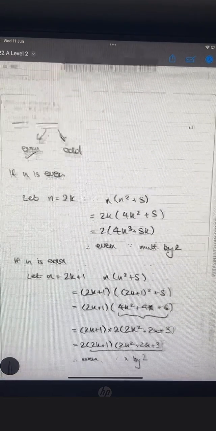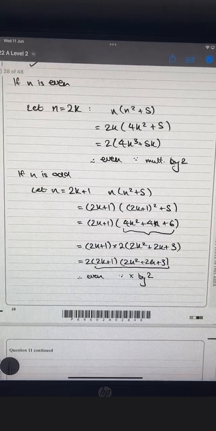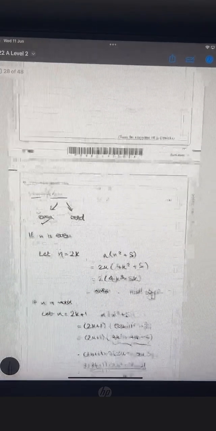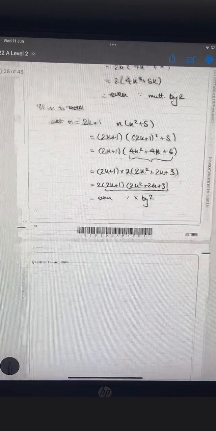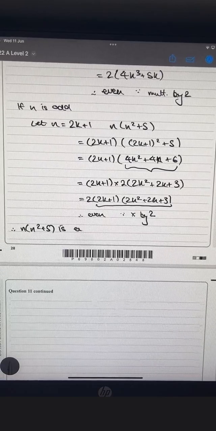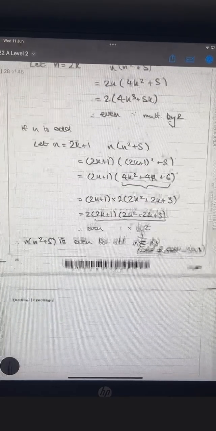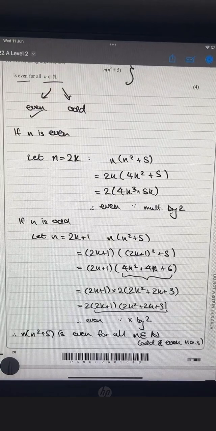Now, don't leave, I need to say this, it's super important. Do not leave your proof like this. You're not done yet. You need to have a final conclusion in your proof, okay? So you need to say that therefore, and just literally repeat what the question says, but this time in an assertive form, right? So n multiplied by n squared plus 5 is even for all natural numbers, or I'd say odd and even numbers. You need to say this conclusion step to get the final mark, because they will not give you the final mark if you don't say that.